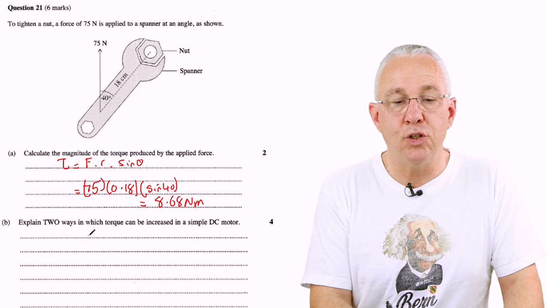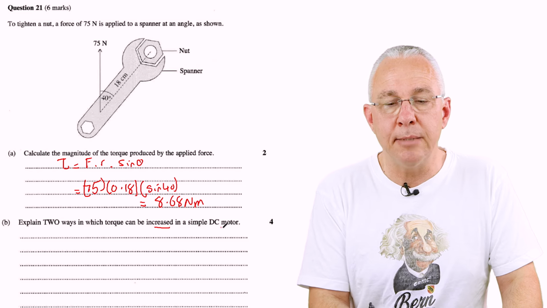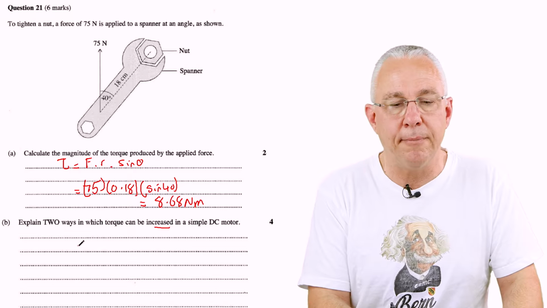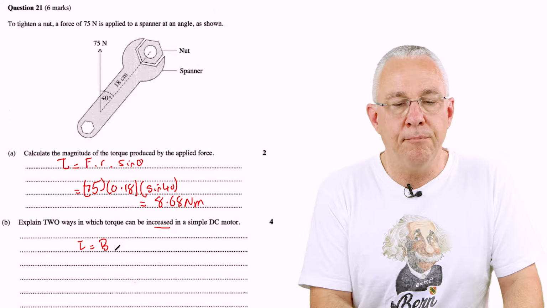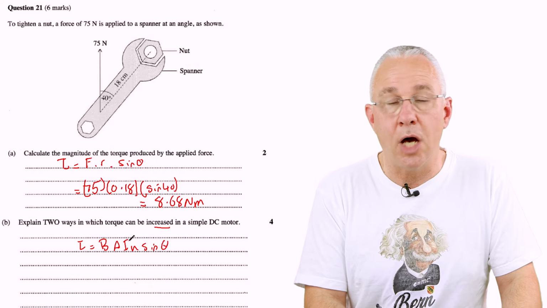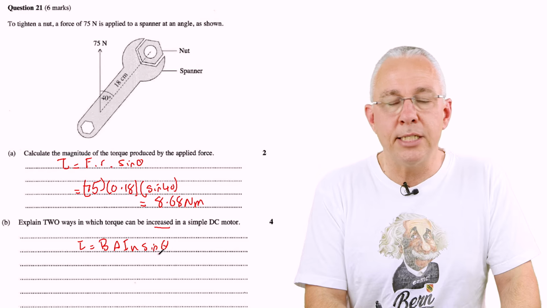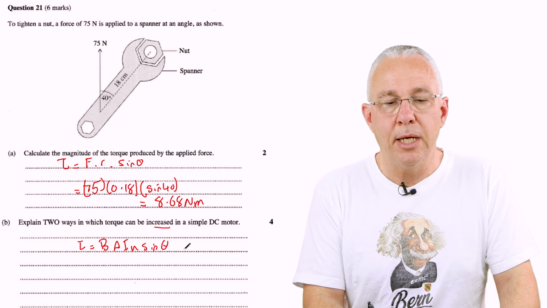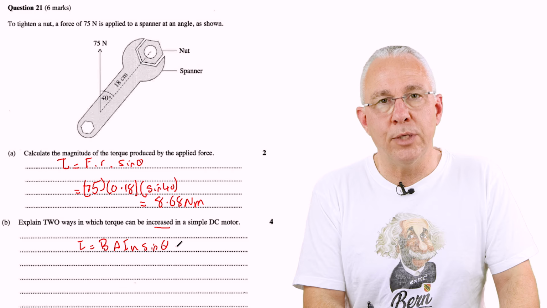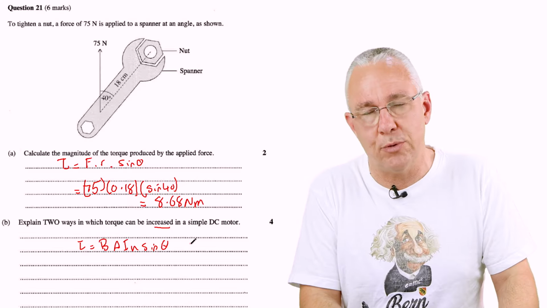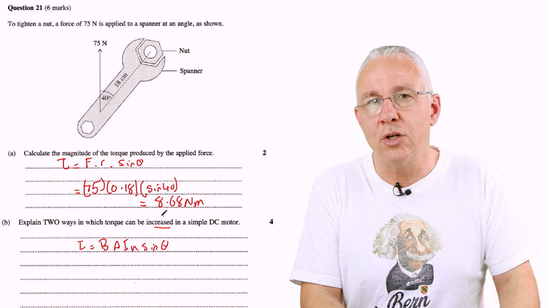Part B says explain in two ways which torque can be increased in a simple DC motor. To do this, let's quickly look at the mathematical formula for a DC motor. That is, torque is equal to B A I N sine theta, where B is the magnetic field strength, A is the cross-sectional area of that motor, I is the current, N is the number of turns, and sine theta is the angle between the area vector and the magnetic field. Now we want to increase the torque. When theta is equal to 90, we have the maximum torque, and all other situations will be less. So this actually does not address this situation.